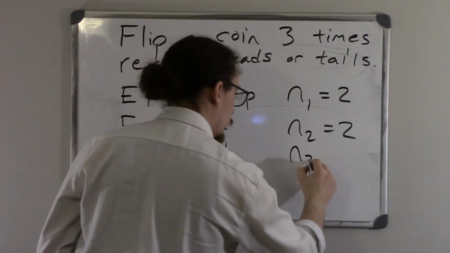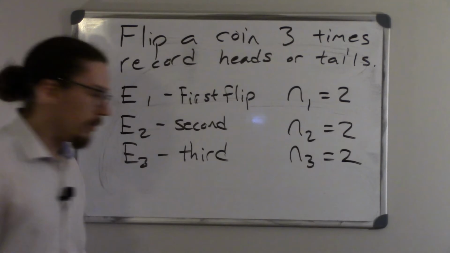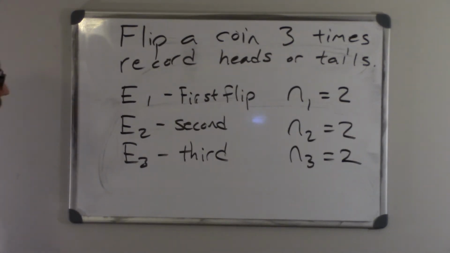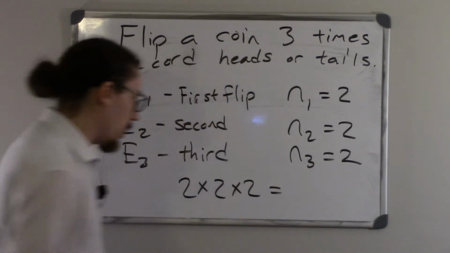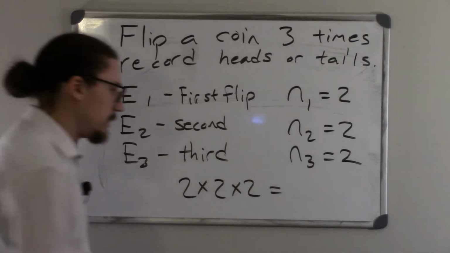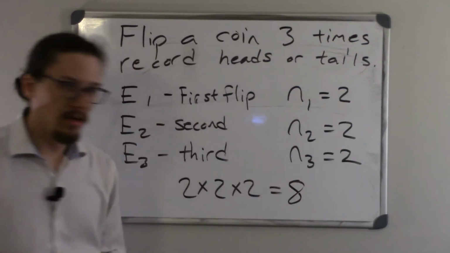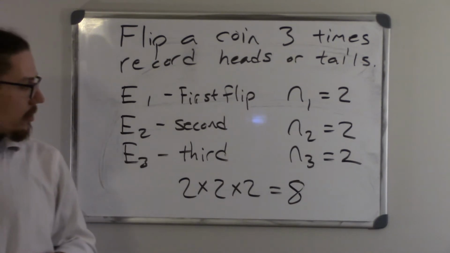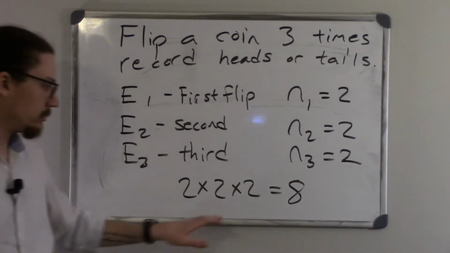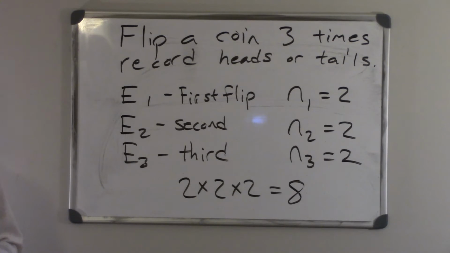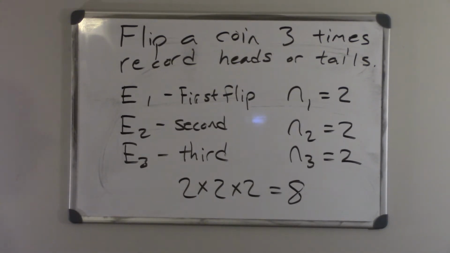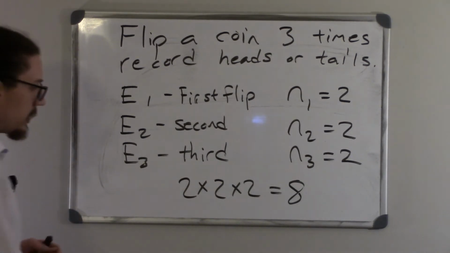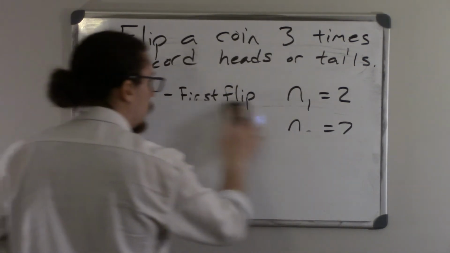E3 is the third flip with 2 possible outcomes. So the number of ways that this event could happen would be 2 times 2 times 2, which is going to give you 8. 8 possible outcomes. Again, it's a very simple example, but it does illustrate how this works. We are going to do one more of these, but that is just that fundamental counting principle.